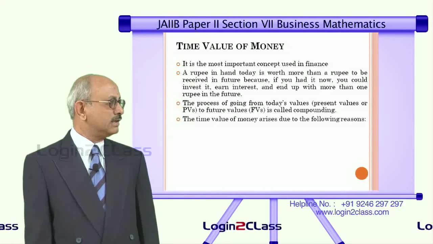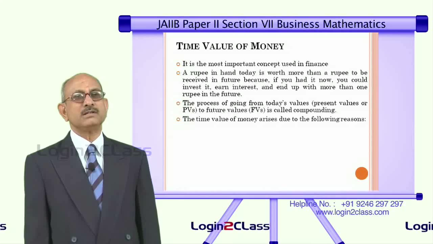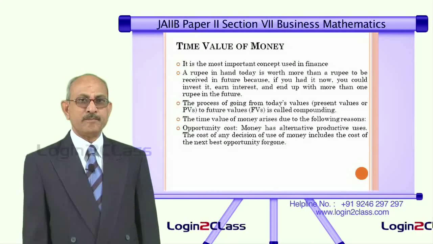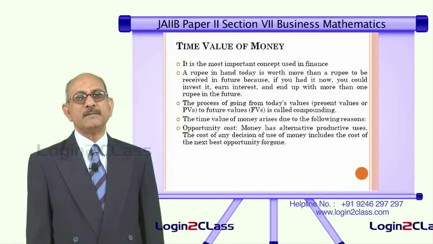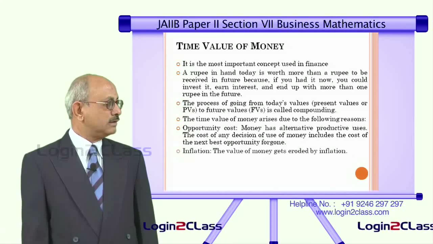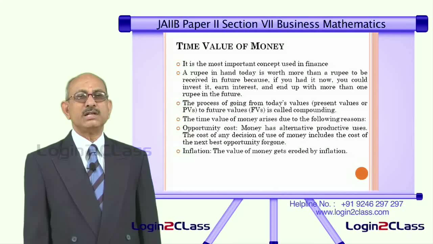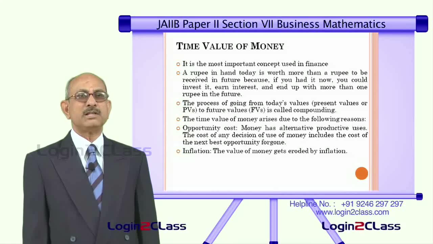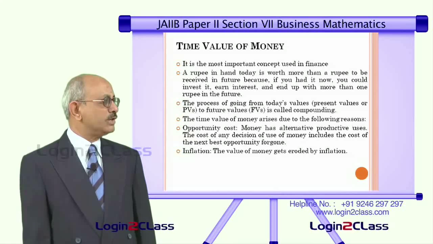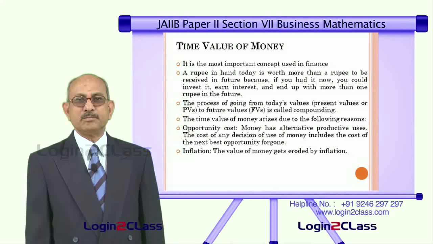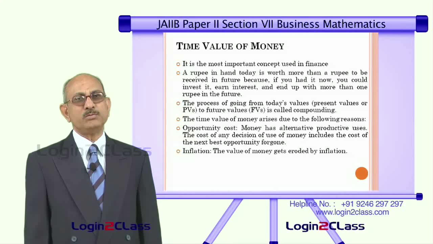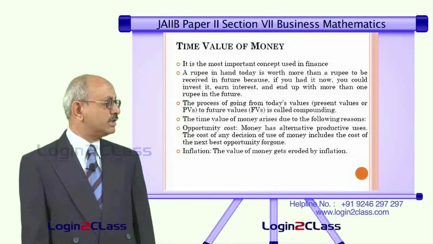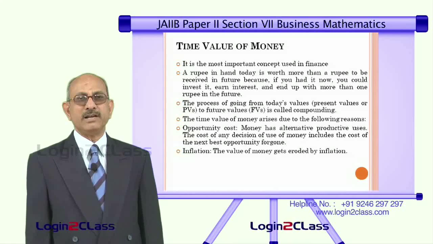What is the reason for this? Why does the value change? Value changes because of two reasons. One is what we call the opportunity cost. Opportunity cost is nothing but the cost of the next best opportunity forgone. That means if the money is there, you could have used that money for some other purpose, and the return which you are going to get from that particular opportunity is lost to you because you are using the money elsewhere. So, that is called opportunity cost. Because of this opportunity cost, money has got time value.